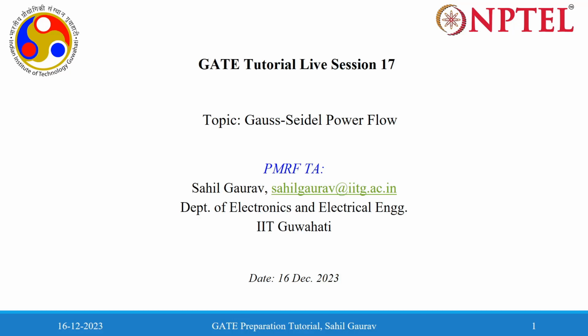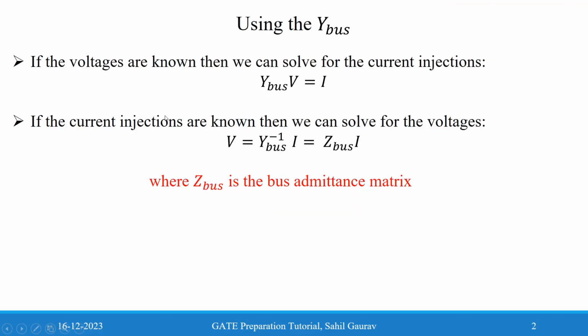We have also seen the methods to calculate the bus admittance matrix. That is one of the important elements in the load flow study. In continuation of that, we will see what is the importance of the bus admittance matrix. With one known element, either voltage or current, we can find the other element. So the first point is that if the voltages are known, then we can solve for the current injections.